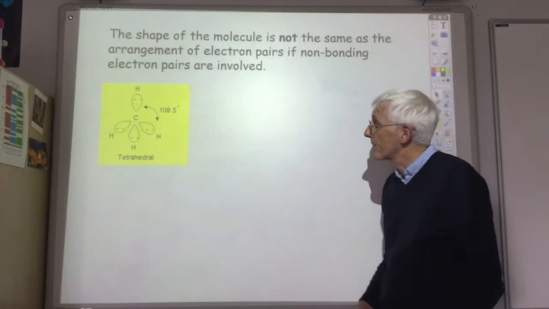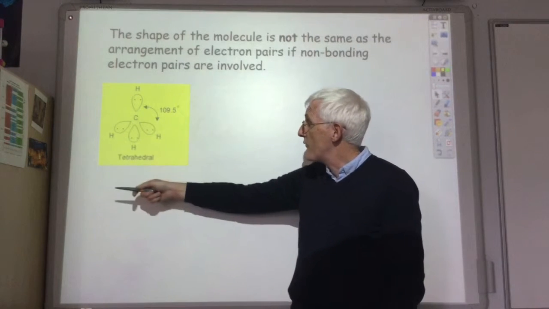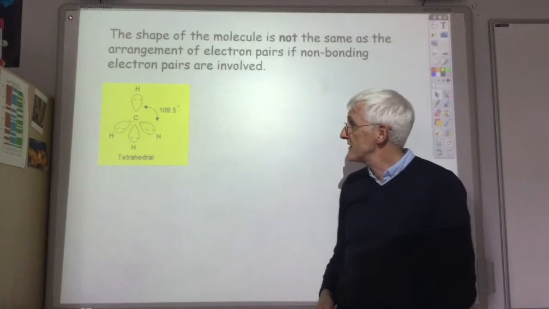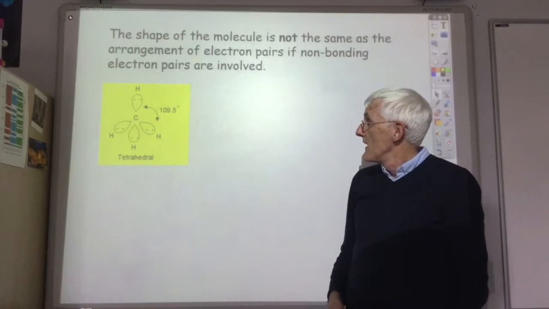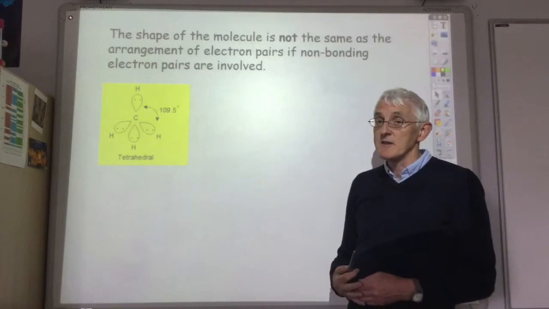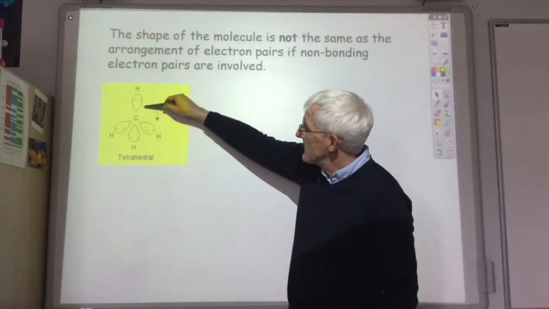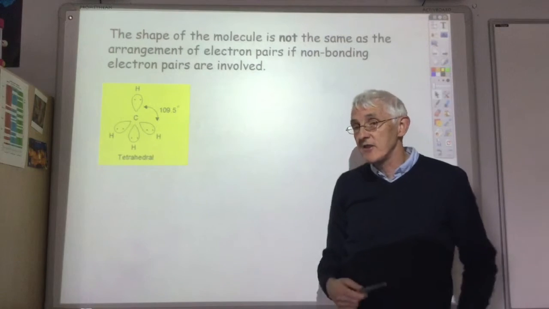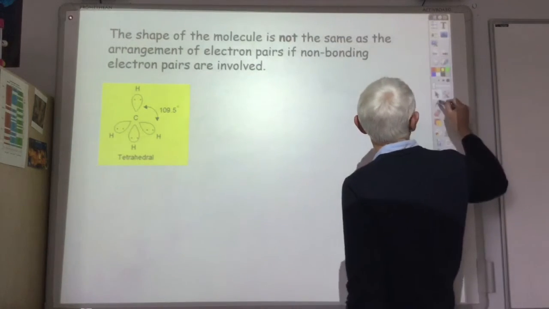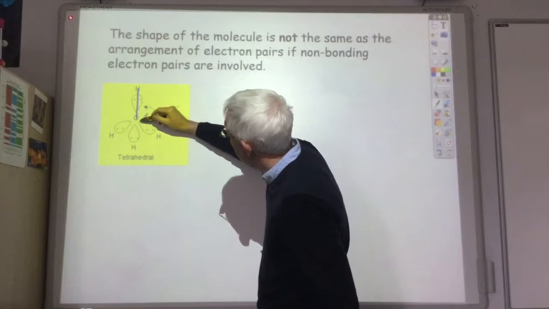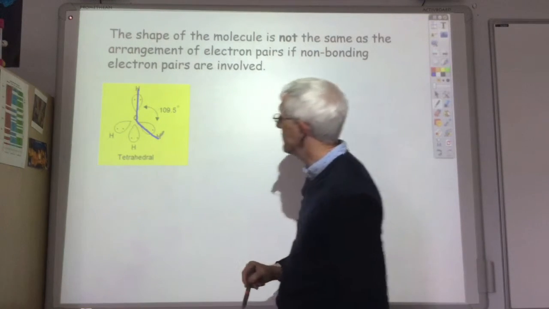So, in methane, CH4, we've got 4 electron pairs as worked out previously. So 4 electron pairs gives us an electron arrangement of tetrahedral, and that's what we get with the classic 109.5 degree angle between that carbon-hydrogen electron pair and that carbon-hydrogen electron pair.